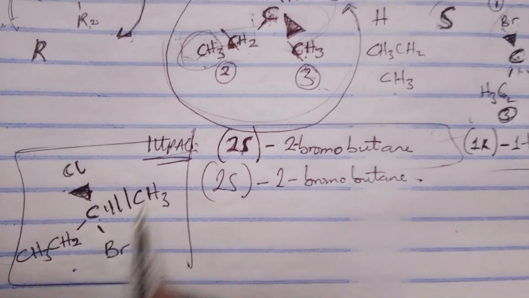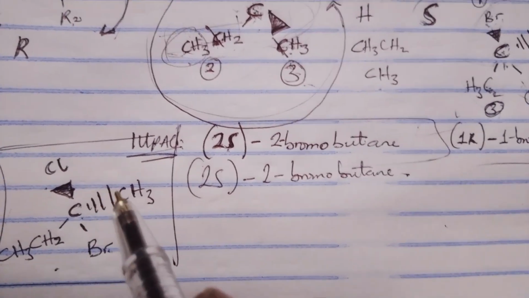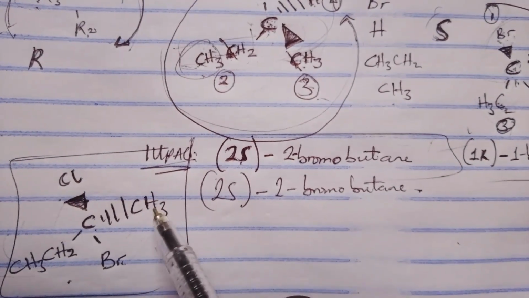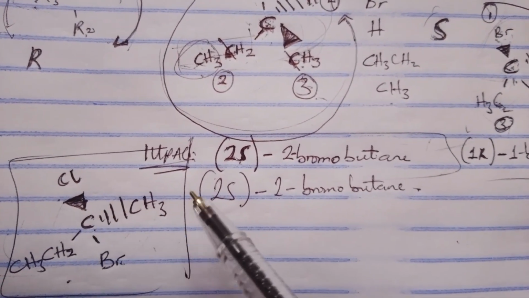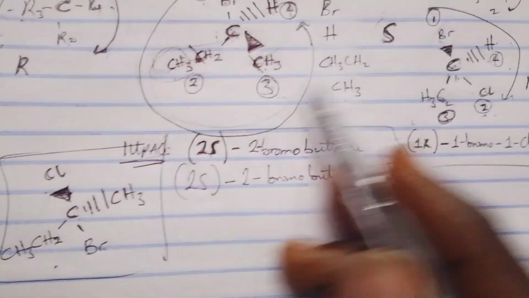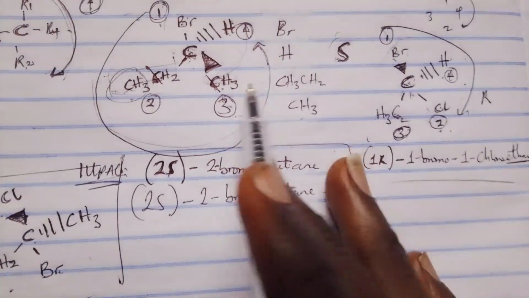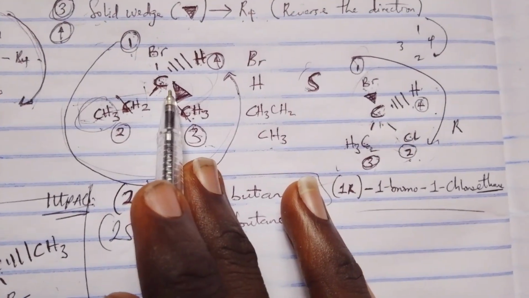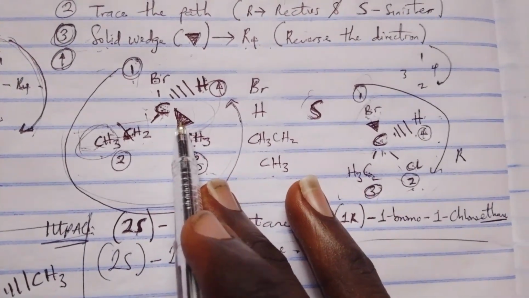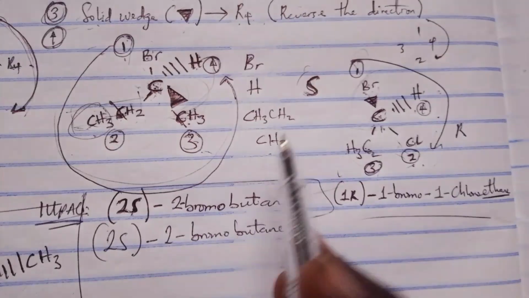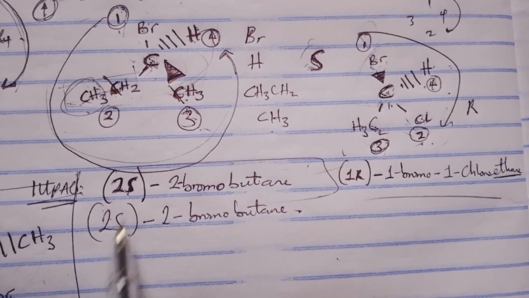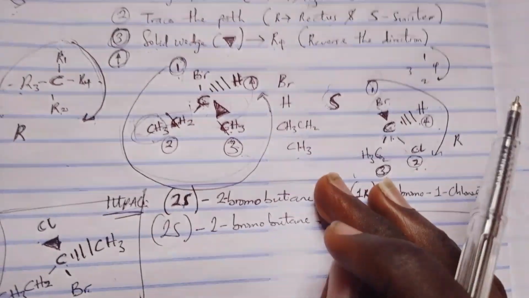First thing first, assign your priority. Then the next thing is to check out the solid wedge. Is it attached to your lowest priority? If no, then you don't reverse the case. In the one we've done earlier, the solid wedge is not attached to the lowest priority, which always has the dash wedge. But whenever you see the lowest priority with the solid wedge, you reverse it. Instead of it being S in this case, it will be what? R. So that's everything we can talk about on R and S configuration.